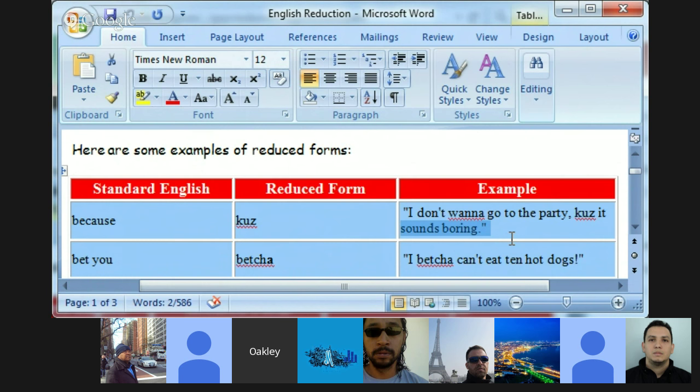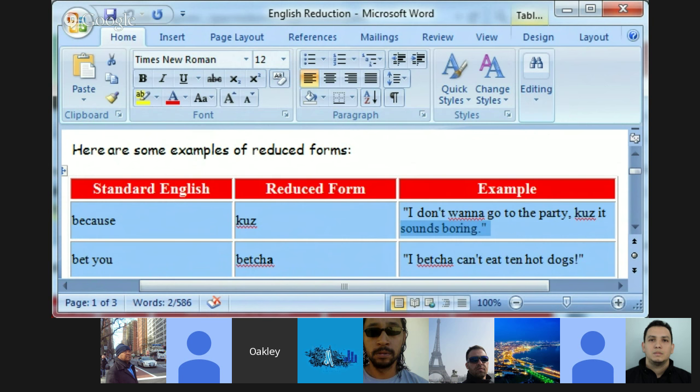If I eliminate all the function words in this sentence: don't go party sounds boring. You can still understand my fundamental meaning. So I'm stressing those important words, and I'm just plowing through those unimportant function words, pardon me. Those are the words that get reduced.